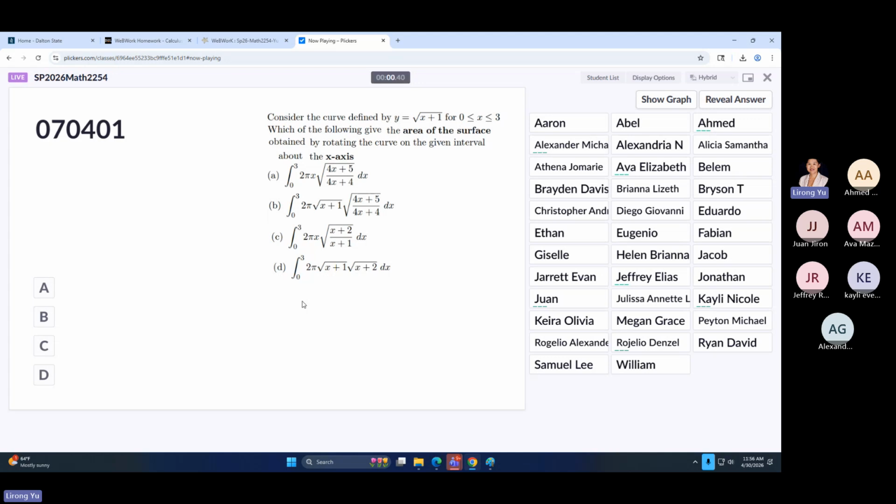So for surface area, let's review the formula, which will be the integration of 2 pi r dl. The dl is going to be the square root of 1 plus the derivative squared, times dx.